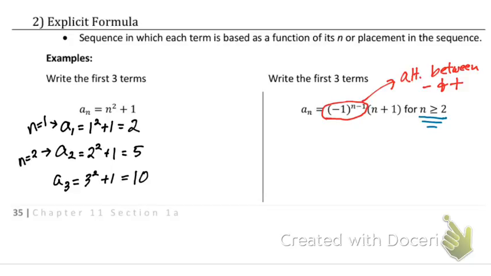Notice how so far I've been saying my first term is a sub 1. That is not always the case. In this case, a sub 1 doesn't exist because my n has to be greater than or equal to 2. So because n has to be bigger than or equal to 2, we have to start at a sub 2. Even though it seems weird, this is actually our first term.